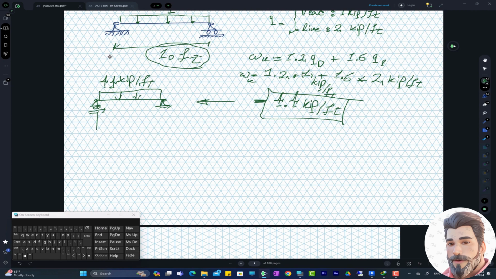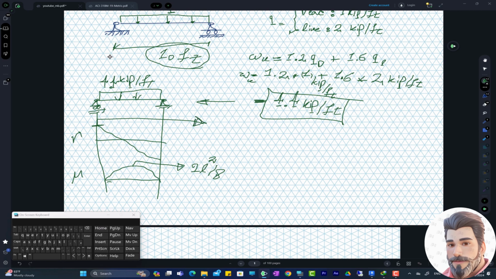Notice that structural analysis of the structure started now. As you know, maximum shear, or Vmax, is equal to Q multiplied by length, the value of length, divided by 2, and the maximum bending moment is equal to Q multiplied by the square value of length divided by 8.